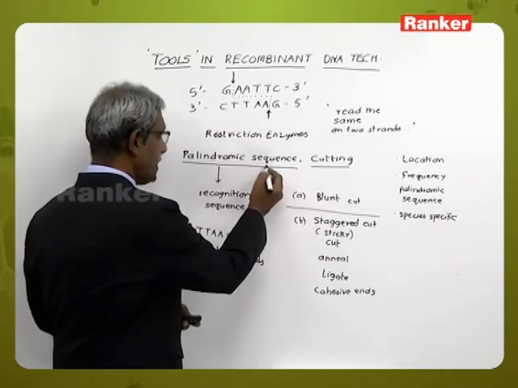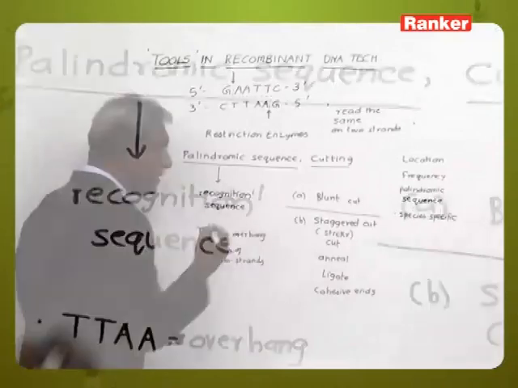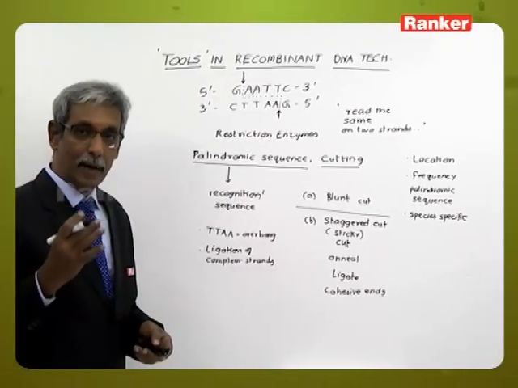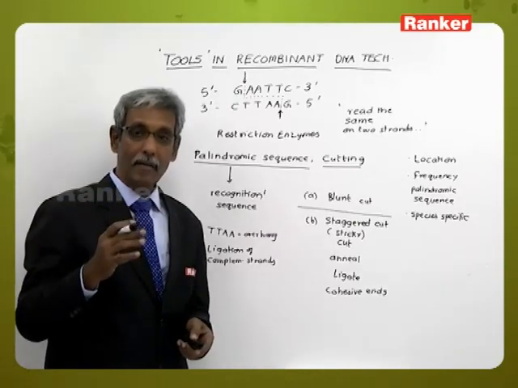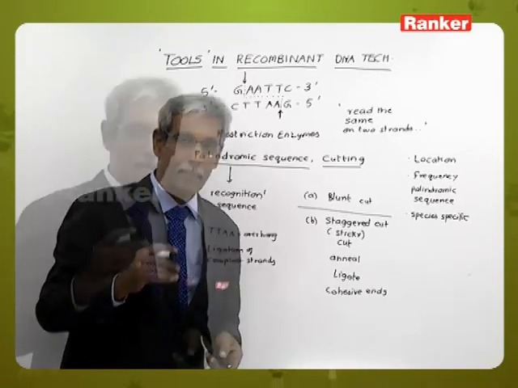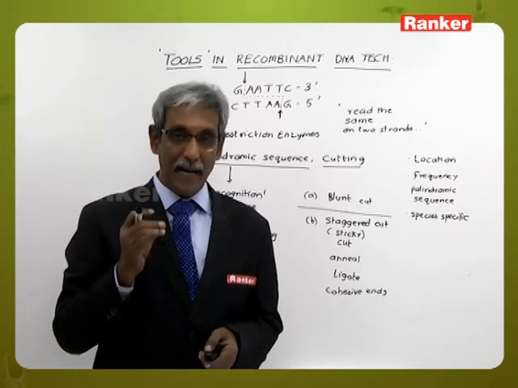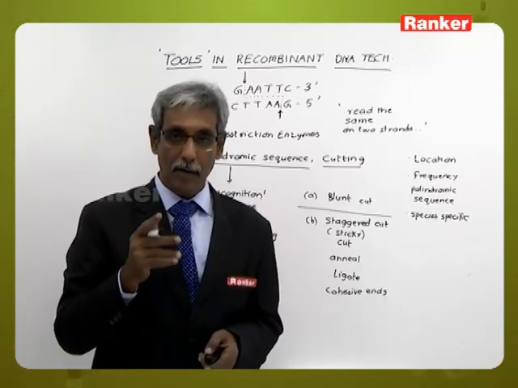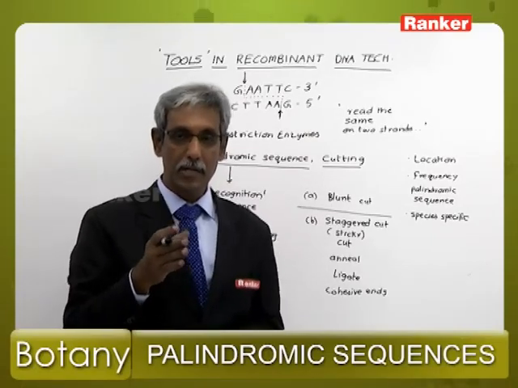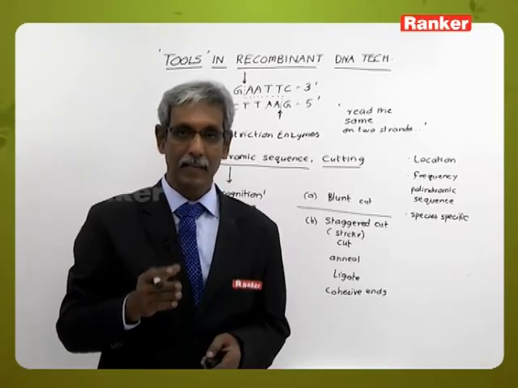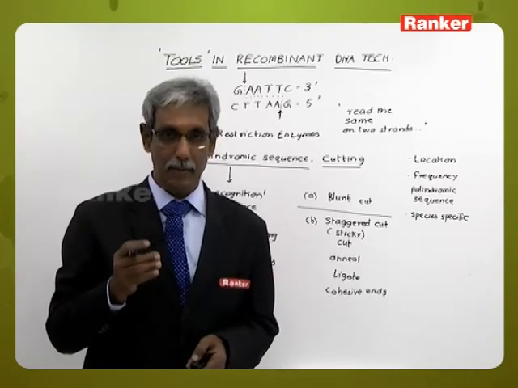Now, what do palindromic sequences convey? They convey that it is a recognition sequence and it is recognized by a specific battery of restriction enzymes. Whenever we have a restriction enzyme, it has a specific pattern of first recognizing the palindromic sequence, and next it cuts or cleaves. The restriction enzyme is also termed a molecular scalpel. The reason why they are called molecular knives or molecular scalpels is that they recognize a specific sequence.